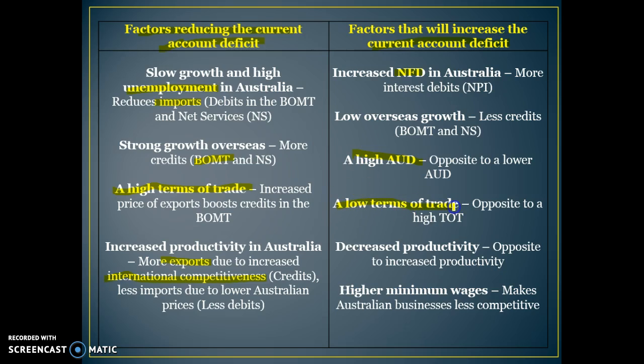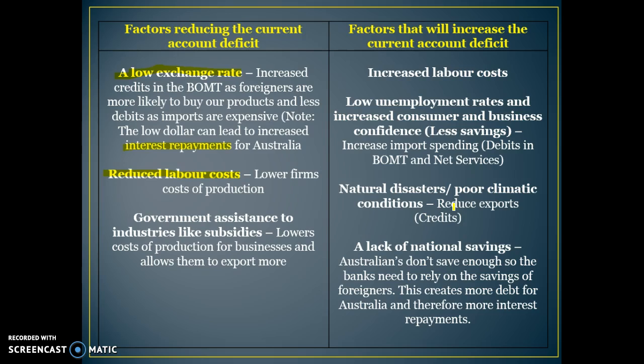A low terms of trade means we're getting a lower value for our exports, so there's less credits coming in. Decreased productivity means that we will have higher prices, so we'll be importing more and exporting less. Higher minimum wages means that our prices will be going up and there'll be less demand for our exports because we're less competitive. Increased labour costs is exactly the same thing. Again, another one that's a bit more confusing. Low unemployment rates and high consumer confidence are both likely to increase the CAD because we will import more because we have more money and we're spending more when we have high confidence.